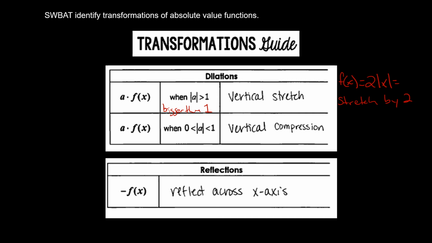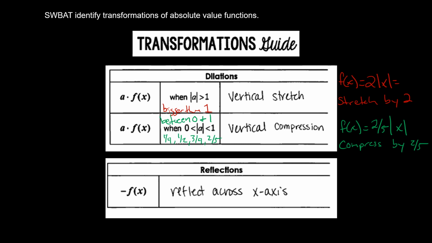If we see something between 0 and 1 leading our absolute value, so that's something like 1/4 or 1/2 or 3/4 or 2/5. If we say something like that, where we have f of x equals 2/5 absolute value of x, 2/5 is a number between 0 and 1. This will cause a compression, so you'd say compress by 2/5.